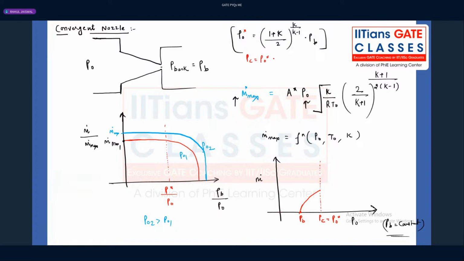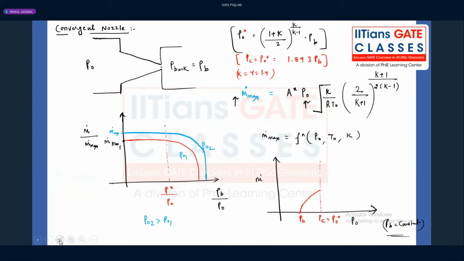P naught star, which is equal to what, guys? For gamma equal to 1.4, or K equal to gamma equal to 1.4, if you calculate, then what can you get? 1 plus 0.4 divided by 2, that is 2.4 divided by 2, to the power 1.4 over 0.4. So you are going to get 1.893 PB. That means when your choking pressure becomes equal to this star pressure, that is P naught star, equal to 1.893 PB, then only we say, guys, that the choking condition has arrived.